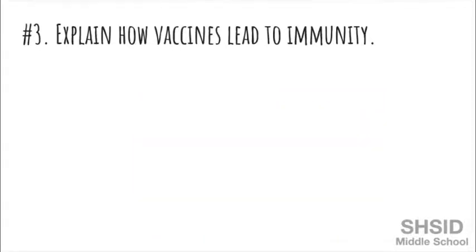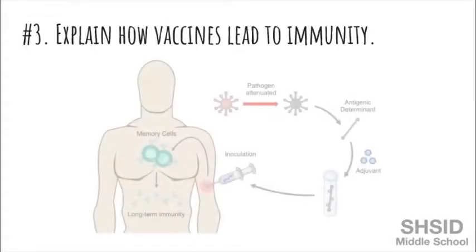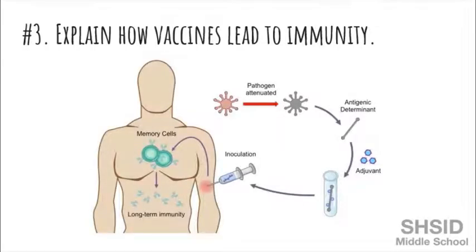Number 3, explain how vaccines lead to immunity. Okay, so you receive a dead or weakened version of the pathogen, or maybe you receive parts of it, just parts of its protein outer coat. That gets inoculated into your body, so through an injection, for example. And then your body starts to create memory cells and antibodies that recognize it, providing you with long-term immunity. So if that does show up later, your body recognizes it and attacks it.